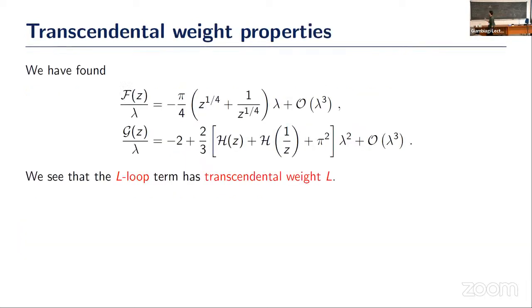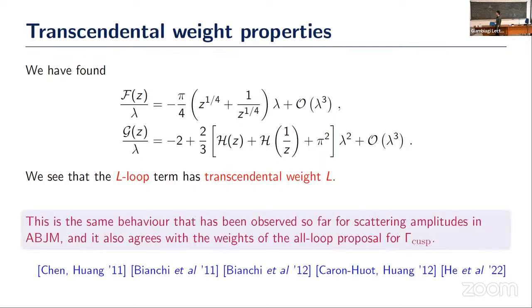Let me comment very shortly about the transcendental weight properties of our results. In summary, we have obtained that the integrated negative geometries look like this. From this, we see that at L loops, we have transcendental weight L. This is different from what was observed in N=4 super Yang-Mills, where the transcendental weight at L loops is 2L. This behavior in ABJM is exactly the same as that observed for scattering amplitudes and for the Grassmannian dimension.